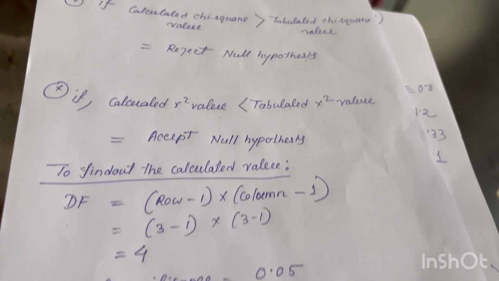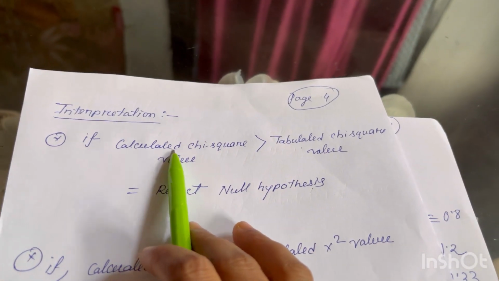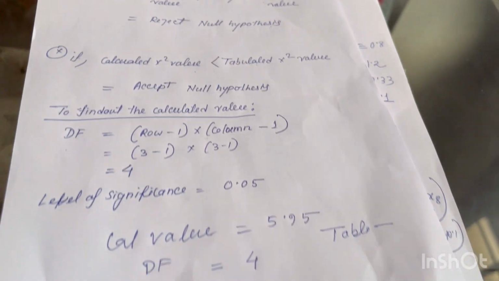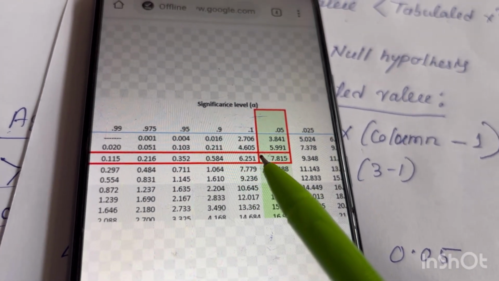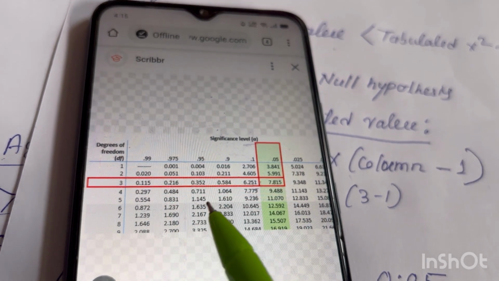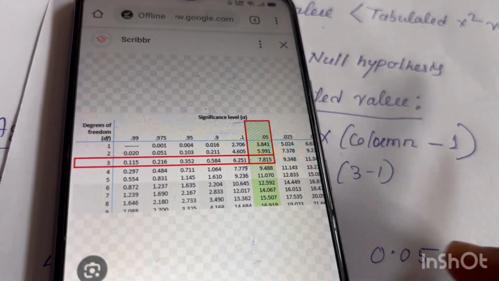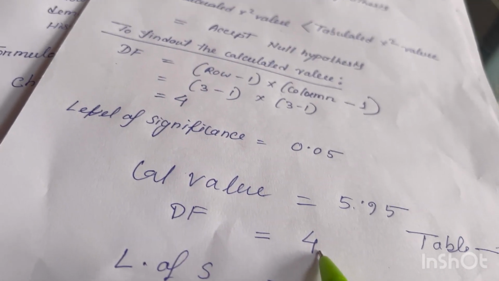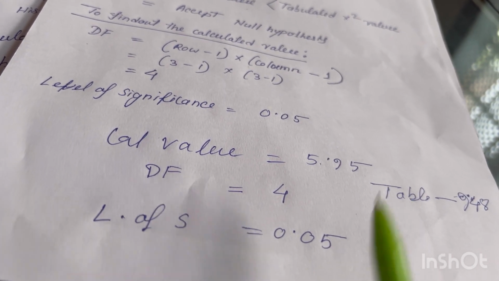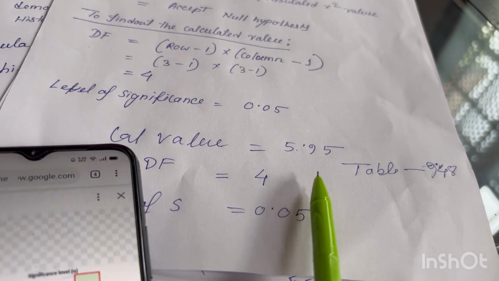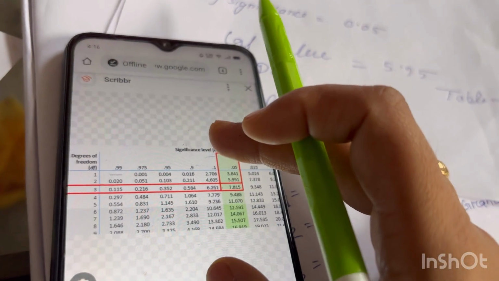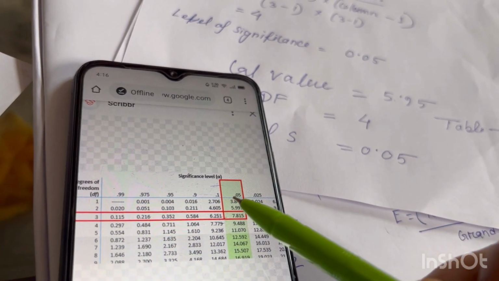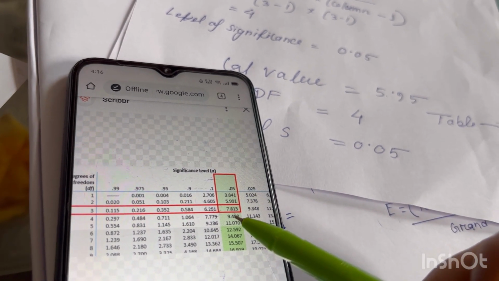Now we have to look for the tabulated value. Why do we need the tabulated value? Because we are going to compare our calculated value with the tabulated value, right? So we have to find out the tabulated value, and for that, this is our chi-square table that you will get on Google, and also in your research book. We have already determined that the degree of freedom is 4 and the level of significance is 0.05, and we have our calculated data. So we will see the tabulated value in this chi-square table. Our degree of freedom is 4 and we will observe the value at 0.05.